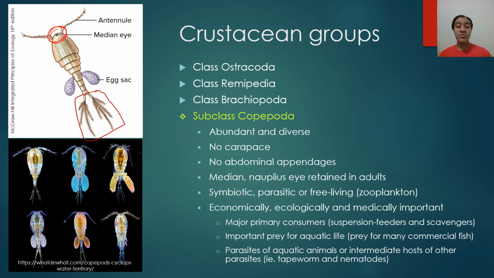And they can be filter feeders or they can be scavengers. And then they also play an important role as prey for other aquatic animals. Like we've seen in the other zooplankton, they work in a similar way in the food web. And then they can also be parasitic themselves, so they can attach themselves to other crustaceans or to vertebrates or invertebrates and act as parasites. And then they can also be intermediate hosts to other parasites. So they've been known to be intermediate hosts for human tapeworm and nematodes. So they have a lot of different importance on multiple levels.